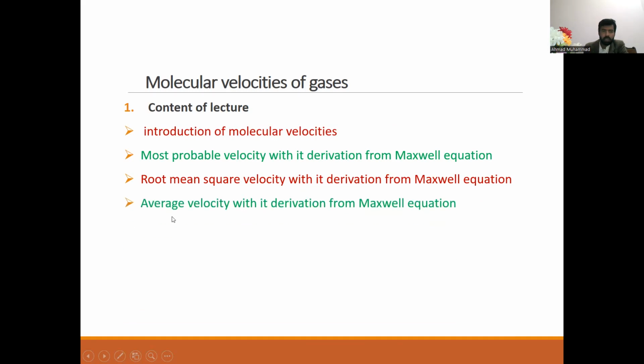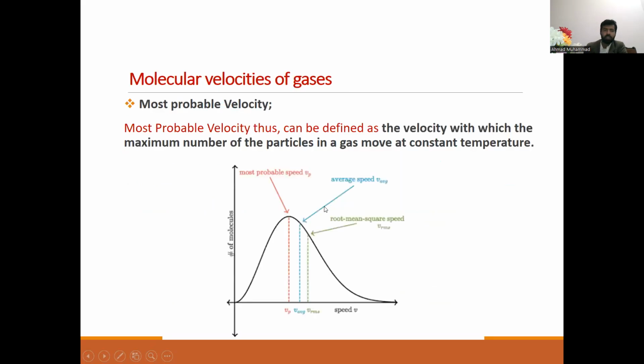And lastly, we will discuss the average velocity with its derivation from the Maxwell equation.